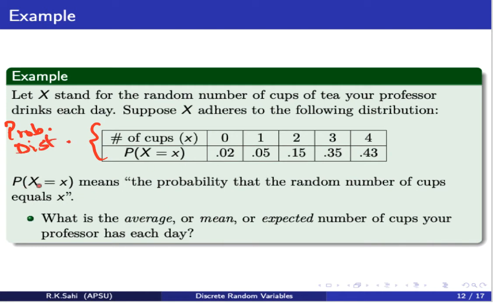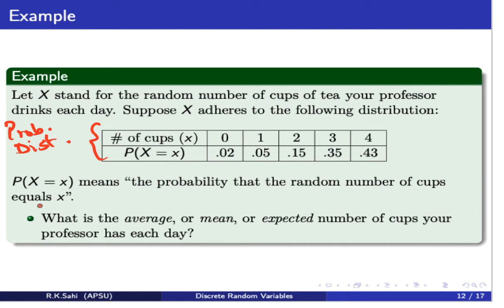Okay, the probability X equal to little x means the probability that the random number of cups equals this little x. This little x, guys, keep in mind, is the value, the possible value your random variable can take. Okay, now we've already looked at this one.